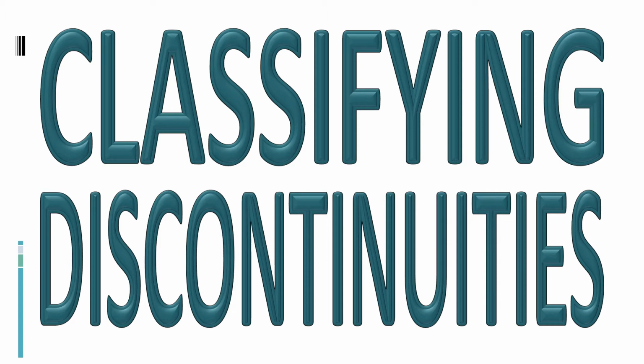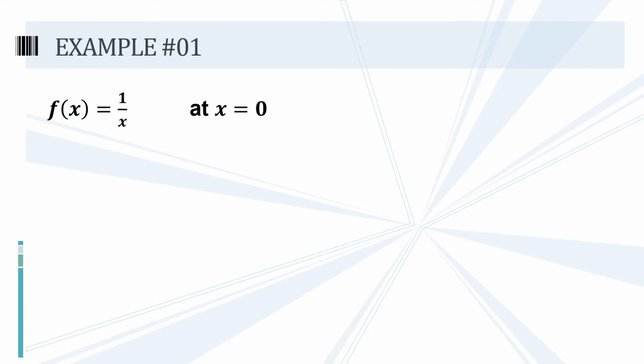Okay? So para i-check yung discontinuity ng mga functions, gagamitin pa rin natin yung definition ng continuity of a function at a number. Okay, so let's do this. So first example, f of x equals 1 over x. So let's check if this is continuous at x equals 0.